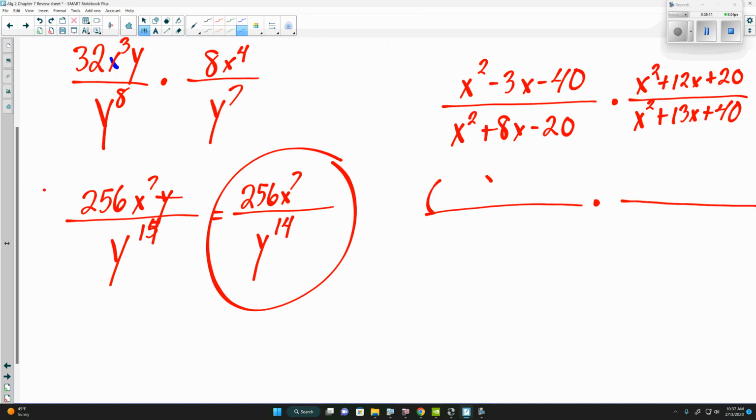Now, it doesn't matter where we start, so I'm just going to start with the first numerator, x squared minus 3x minus 40. Since the 40 is negative, our signs are opposite, positive, negative. Factors of x squared, the only factors are x and x. Now, factors of 40 are 1 and 40, 2 and 20, 4 and 10, and then 8 and 5. It is going to be 8 and 5. And since the middle term is negative, the 8 would be negative and the 5 would be positive.